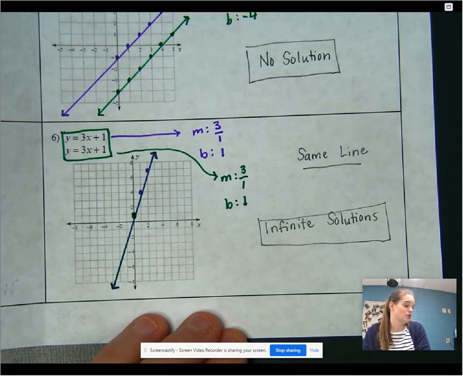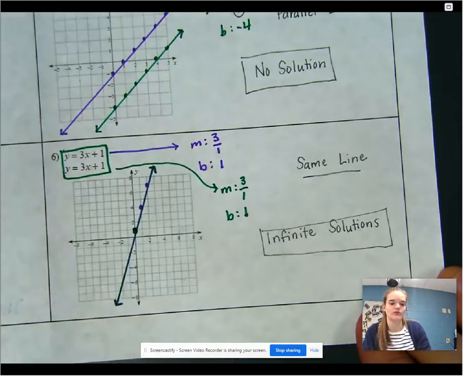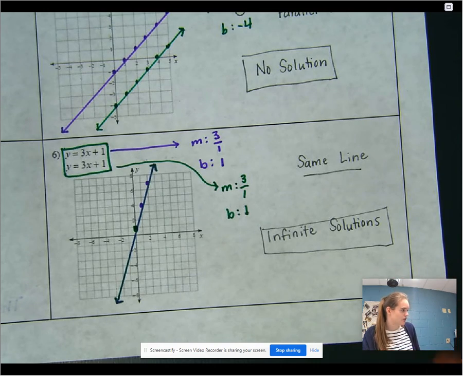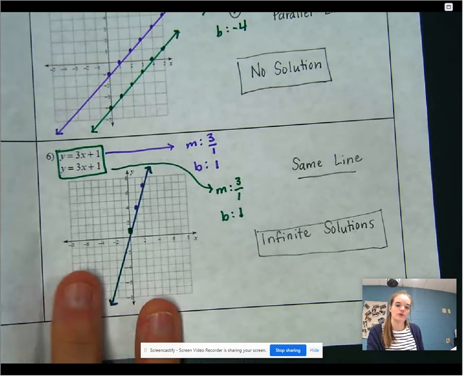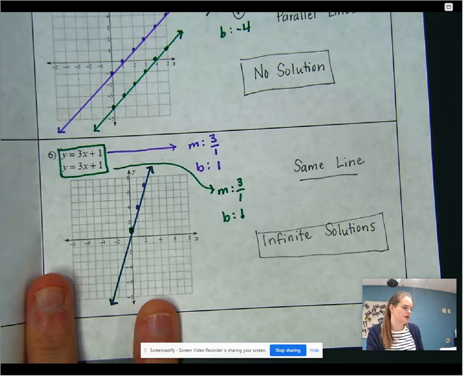All right, that is how you graph systems of linear equations. We'll be doing some homework on that today. We will do a second day of this in the next video. Go ahead and glue this to 64.